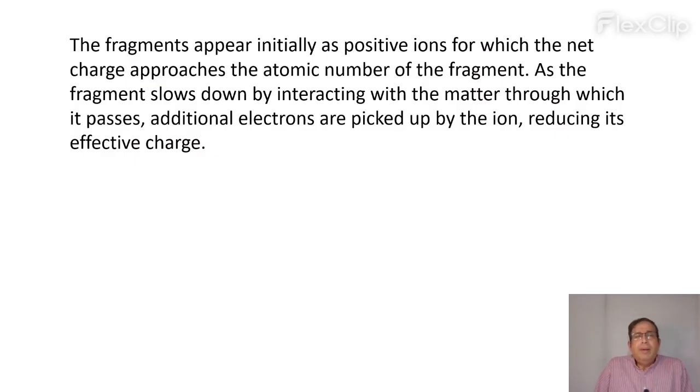So these fragments initially are positive ions. So they are basically radiation of positive ions with net charge approaching the atomic number of the fragment. So basically the fragment's atomic number is also the charge of the ion that is coming out. But gradually, as they pass through the medium, they start absorbing electrons from the surrounding medium. And that reduces the effective charge of the split up fragments. So that is the reason you have ions of different charges coming out during the splitting or the fission process.